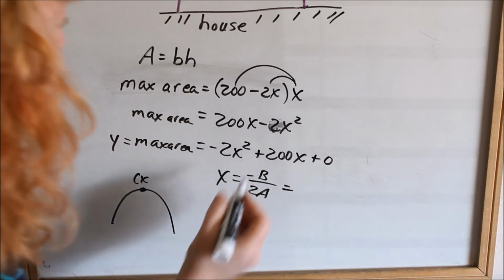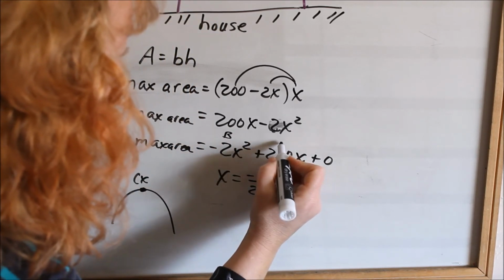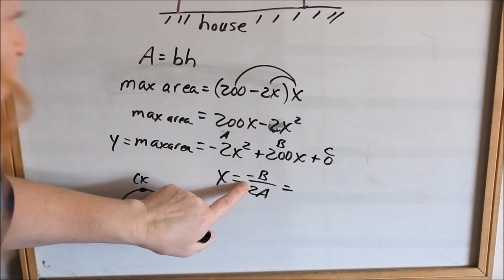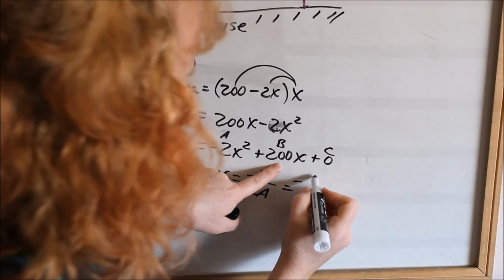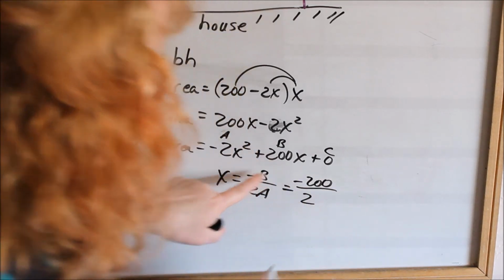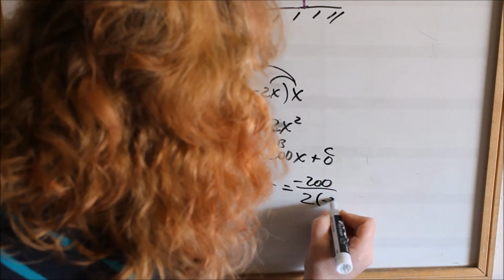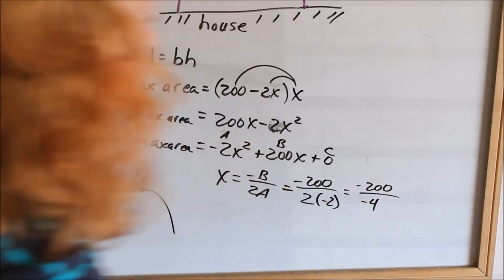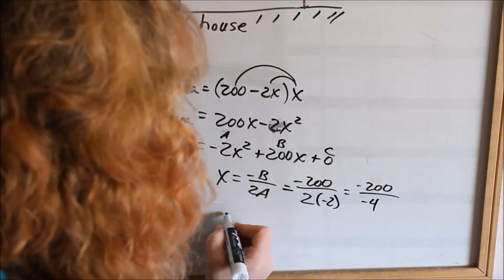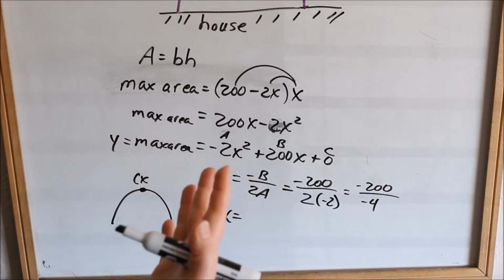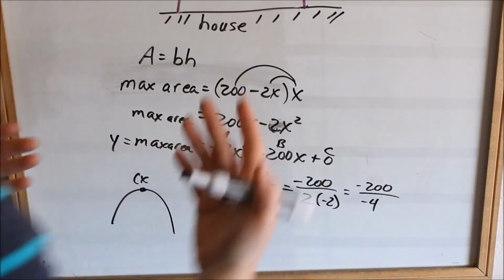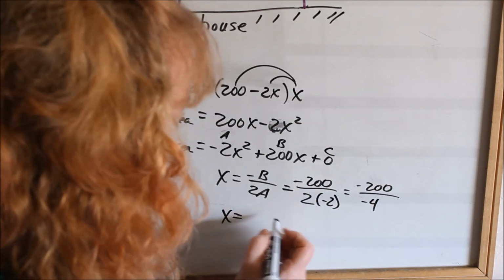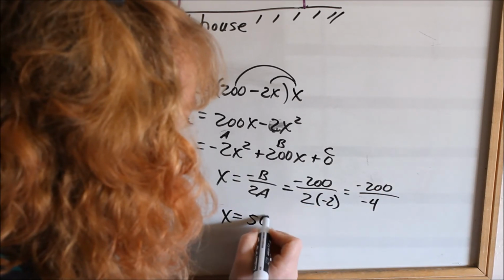So plugging in our numbers, so this was our a, b, c. So negative b, negative, and then b is 200, all over 2 times a, and a is a negative 2. So that would be negative 200 all over negative 4. A negative divided by a negative is a positive. That's good. When you're dealing with dimensions and real world stuff, you should get a positive number. If you get a negative number in dimensions, you've done something wrong. So 200 divided by 4 is 50.